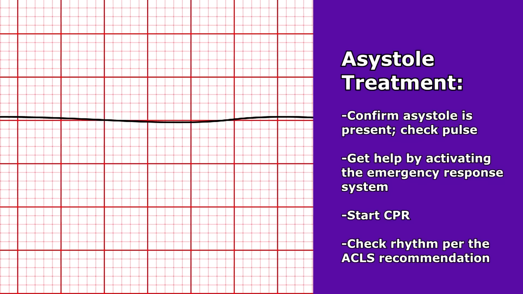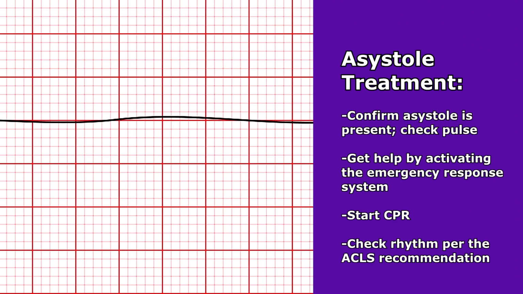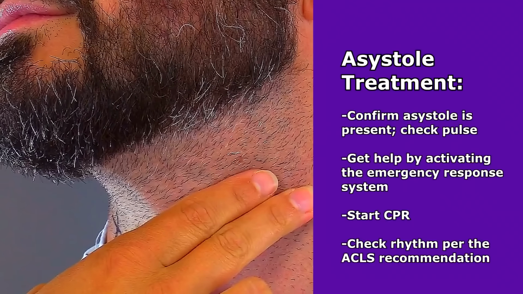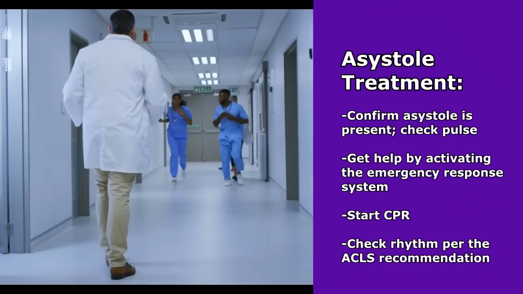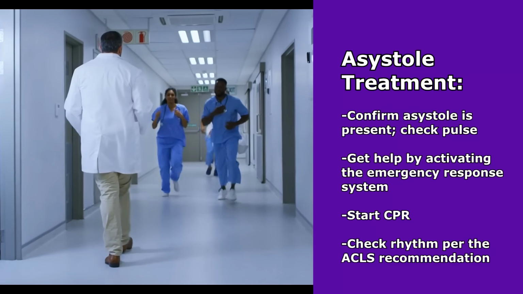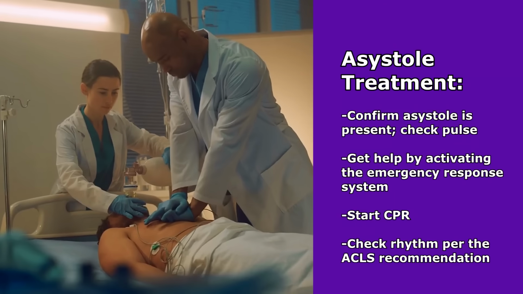So what is the treatment for asystole? As a nurse, whenever you find your patient in this, you want to confirm that this is asystole, and check that pulse. If you have no pulse, you want to immediately activate the emergency response system. If this is calling code blue, do that, call 911, whatever steps you need to take. Then you want to start CPR immediately.